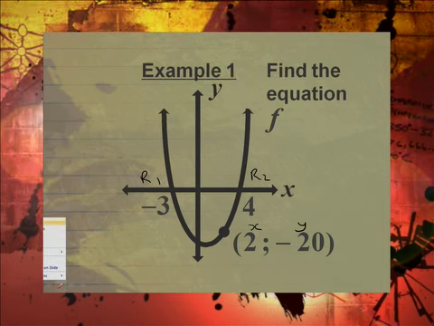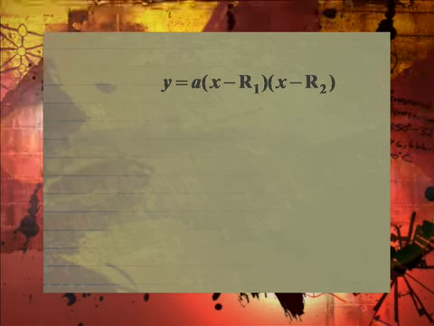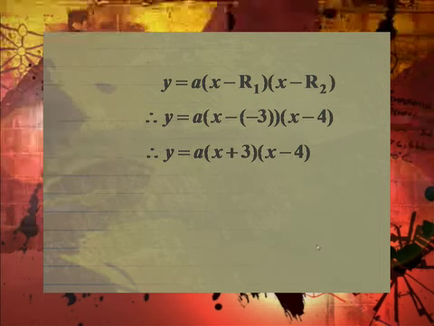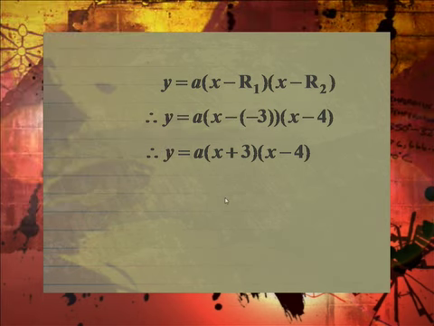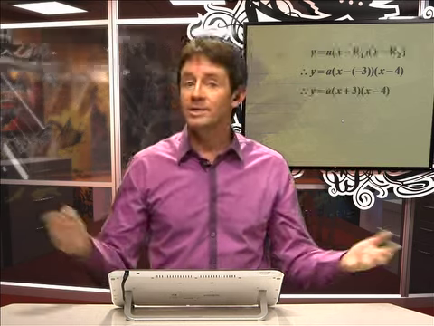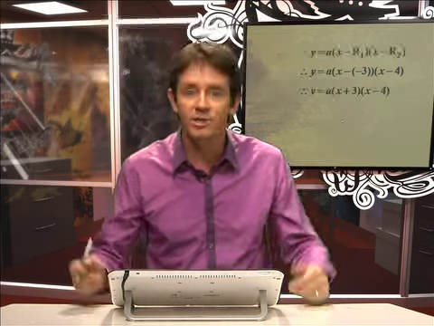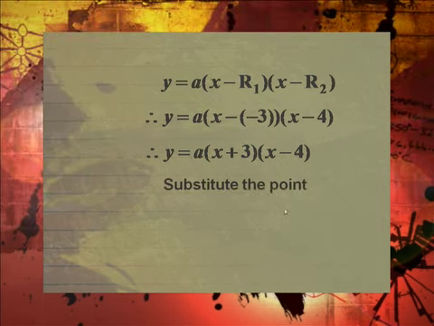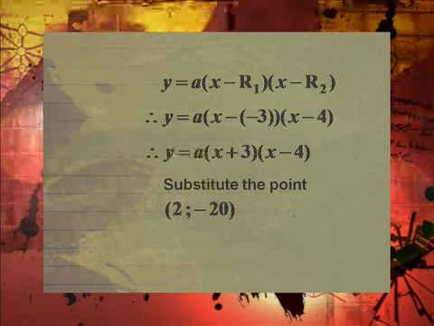Okay, so let's see, what do we do with this? Well, substitute in the x-intercepts. Be careful, it's y minus negative 3. You probably remember this. Then you've got x plus 3 and x minus 4. Now the trick is to get the value of a. We know it's negative, but we don't know whether it's minus 2, minus 3, or minus 4. So what do we do? We take that point 2, minus 20, where you've got an x and you've got a y.